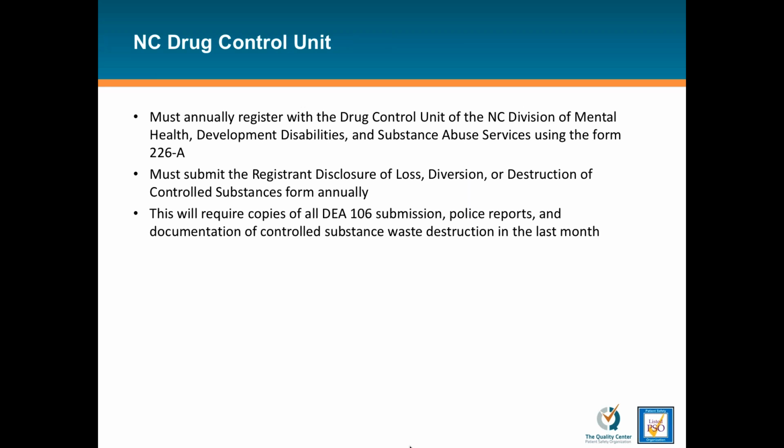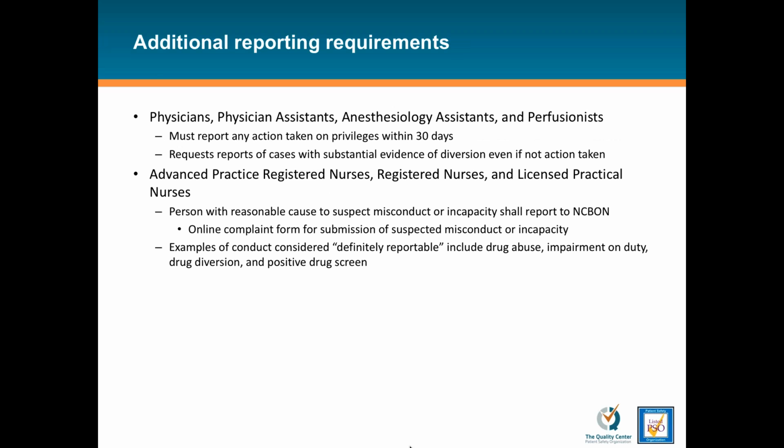And then the last one is, every year when you register with the North Carolina Drug Control Unit and you fill out the 226A form, if you've had any diversions or losses that have occurred, you do have to submit that to them annually. And you have to disclose that to them when you submit your application to get that registration renewed. And so it's important that you do that and you include that. You also include any of the 106 submissions you had in the last year, police reports, any waste destruction that you've done in the last month. That's all important to include in that submission as well. So those are the three that are required for every instance of diversion.